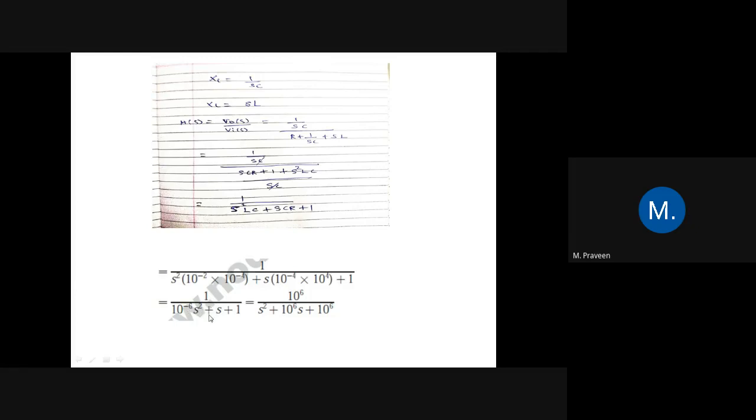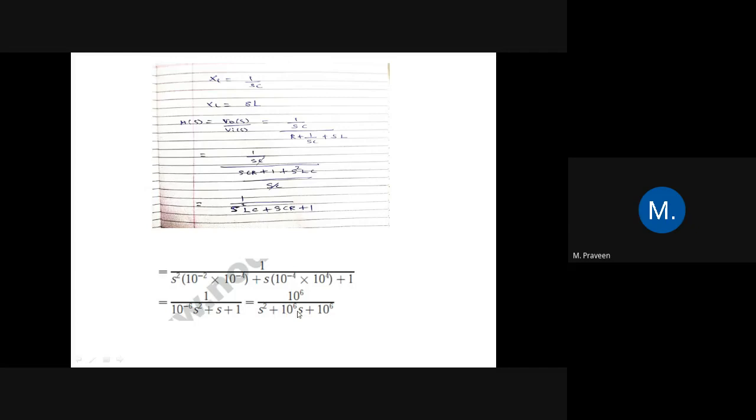Therefore, S square plus, if you multiply 10 power 6, you will get 10 power 6 into S, plus if you multiply 10 power 6 into 1, it will give 10 power 6. So now the answer is option D, that is 10 power 6 over S square plus 10 power 6 S plus 10 power 6.